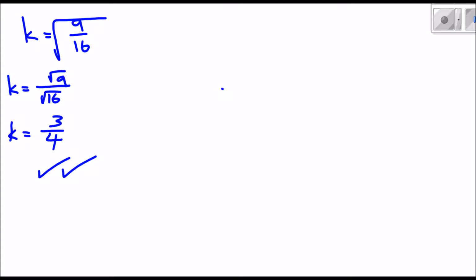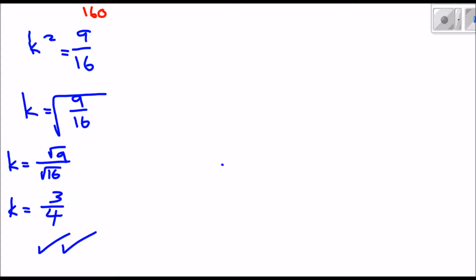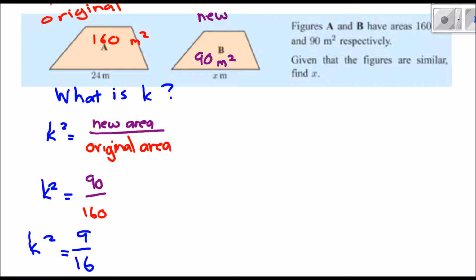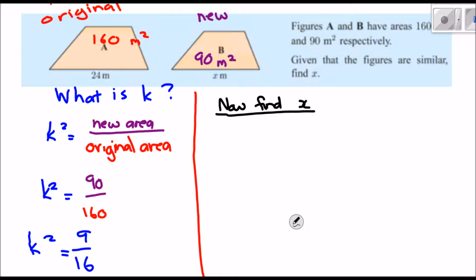And so now it's going to be easy. We can find the missing length just using the scale factor k. So let's go up to the side, and now let's find x. So we can say k, which is 3/4, going back to, k is equal to the new length over the original length.